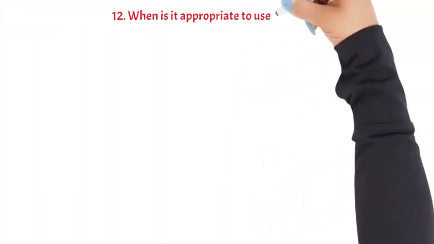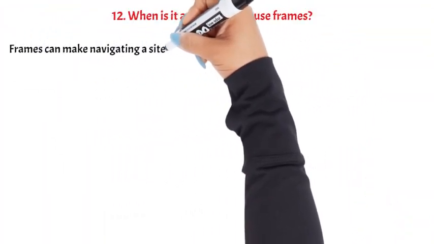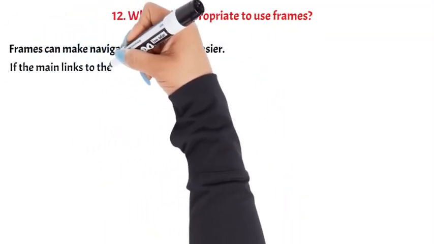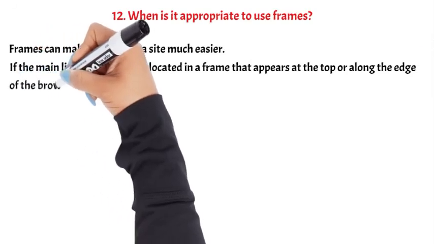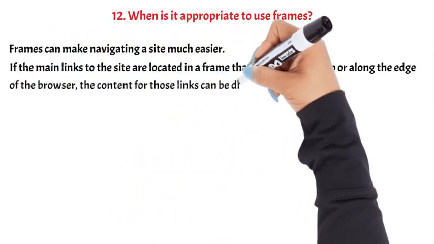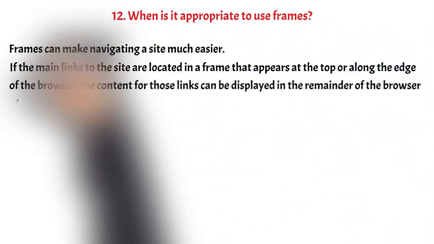12. When is it appropriate to use frames? Frames can make navigating a site much easier. If the main links to the site are located in a frame that appears at the top or along the edge of the browser, the content for those links can be displayed in the remainder of the browser window.